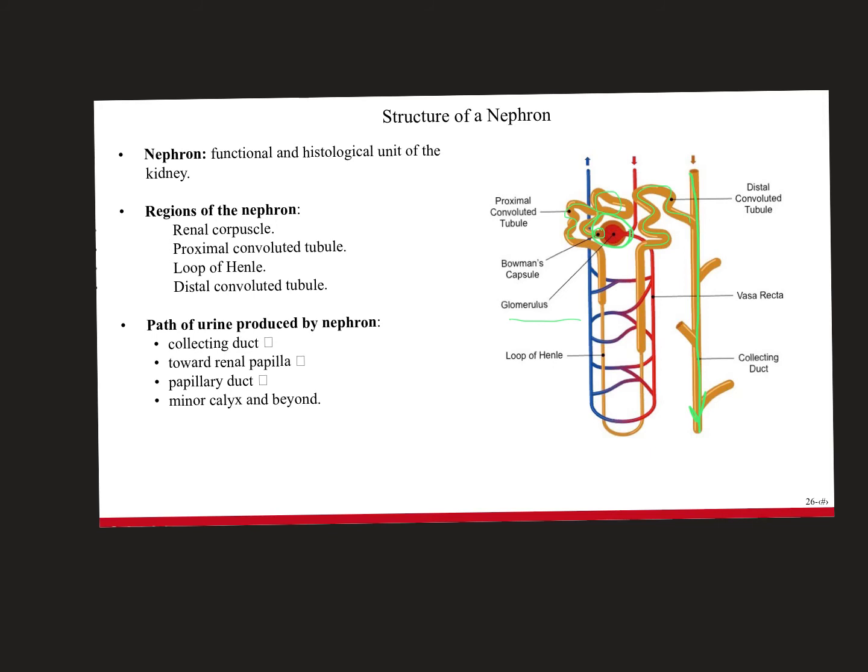Now, this says minor calyx and beyond. Does that mean you don't need to know the beyond part? No, that's not what that means. That means this is the very beginning part of this path. Okay? So you need to know that part. We're going to talk in more detail about how urine is actually made later. But for now, you need to know collecting duct to renal papilla to papillary duct to minor calyx. Okay.